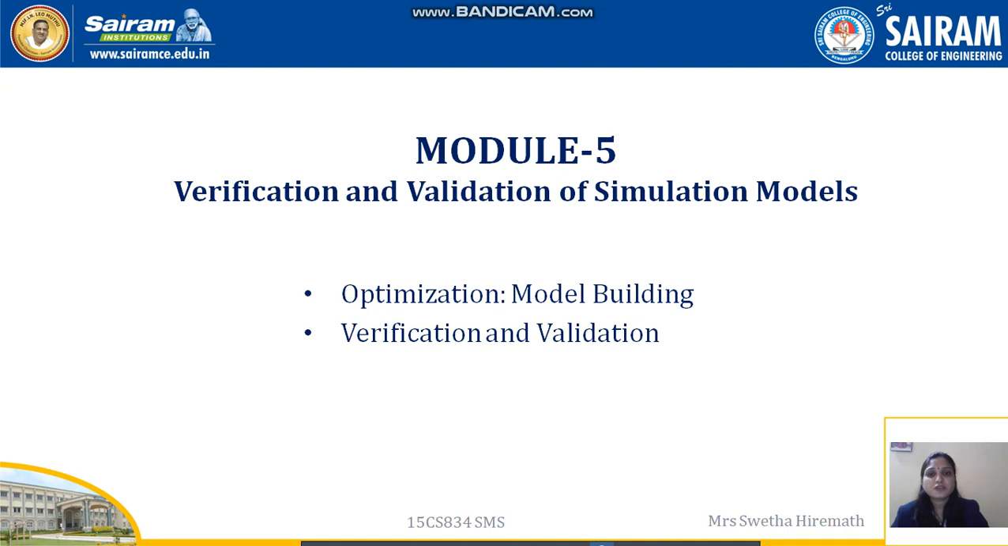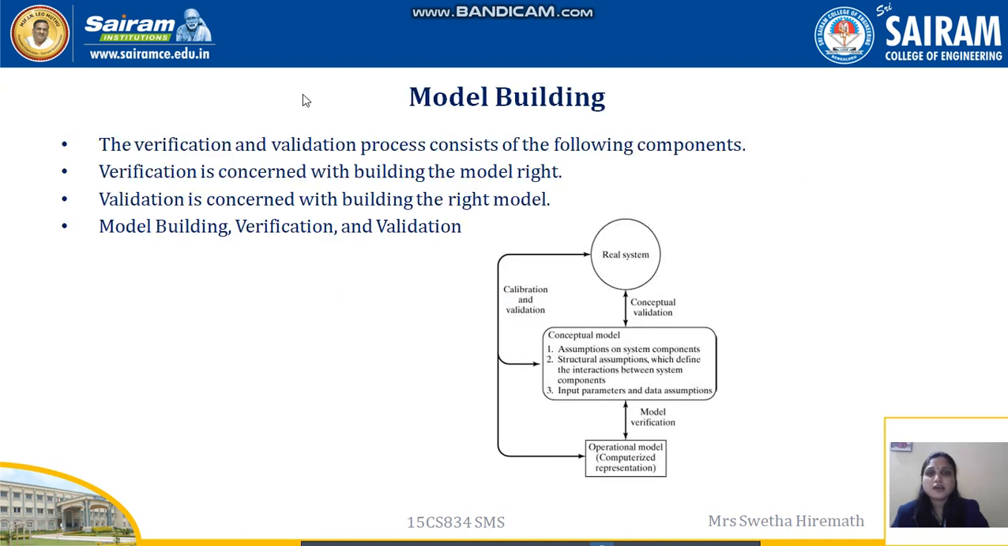So first we begin with the optimization, that is model building. In model building, the verification and validation process consists of the following components. The first one is that verification is concerned with building the model right, and validation is concerned with building the right model. So here we can find the difference between verification and validation: model right and right model. Whatever model we are going to build, we check whether it is the right model and whether we have built the model right. This is nothing but verification and validation of the process or a model.